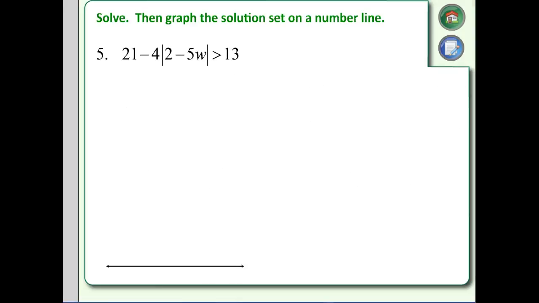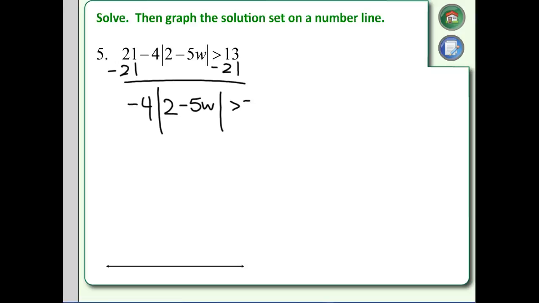All right, last slide. Once again, if I've got more than the absolute value bracket there, we have to get rid of the fluff. So the first thing I'm going to do is subtract 21 from both sides. And so now, negative 4. Now if you notice, we still don't have that absolute value bracket alone yet. We're going to have to divide both sides by negative 4. Finally, we've got our absolute value bracket.